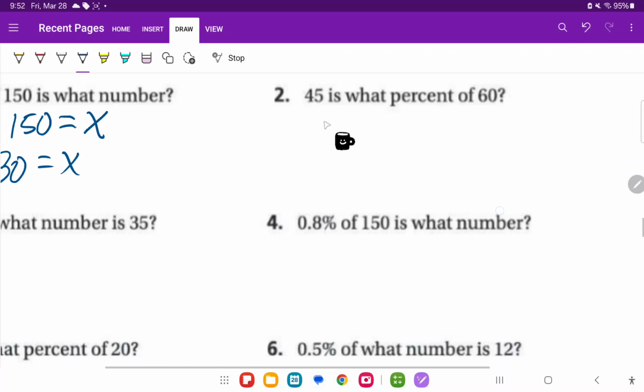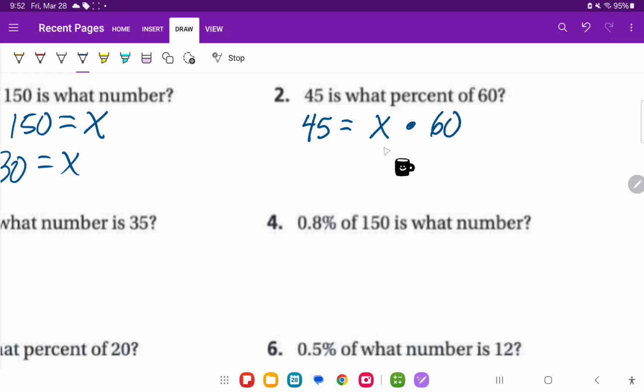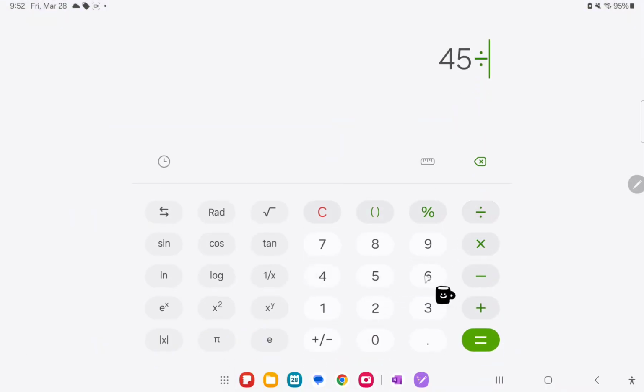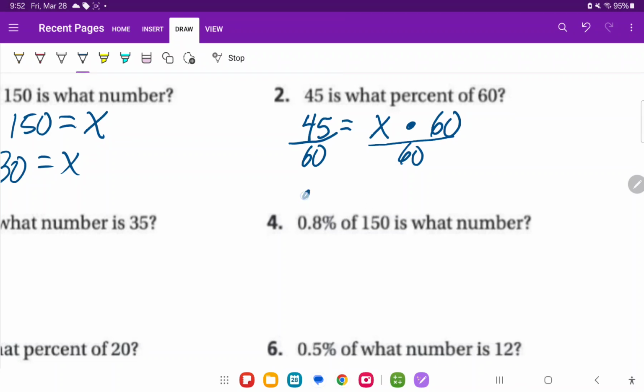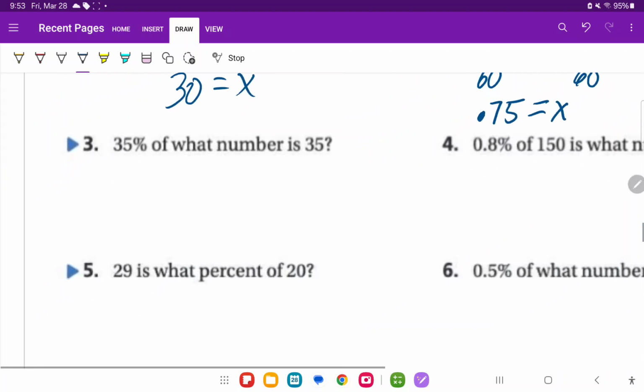So on number 2, 45 is what percent of 60? So we'll divide by 60. All right, so 45 divided by 60 is 0.75. So that's 0.75 is equal to X. But since it's a percent, my final answer is 75% because I moved the decimal 2 places. So then on number 3, all right, we want to change this to a decimal.